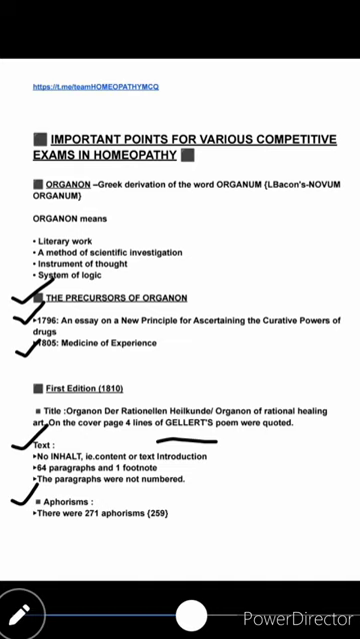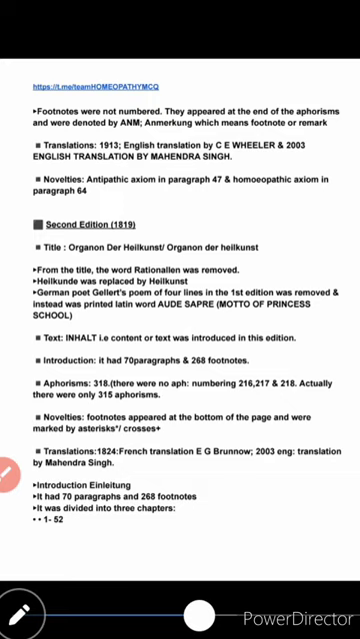Now the text. The content introduced in this edition is the introduction. It has 7 paragraphs and 260. Now the aphorisms. 300. There were no aphorism numbers. There were 315 aphorisms. 317 and 18 were numbered aphorisms; only 315 aphorisms were in the second edition.